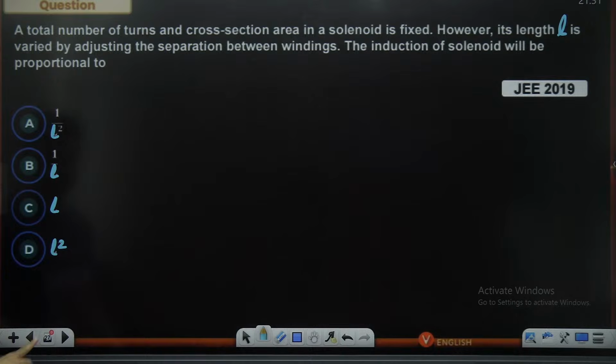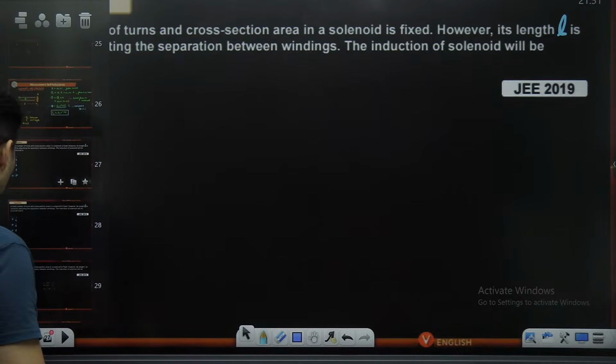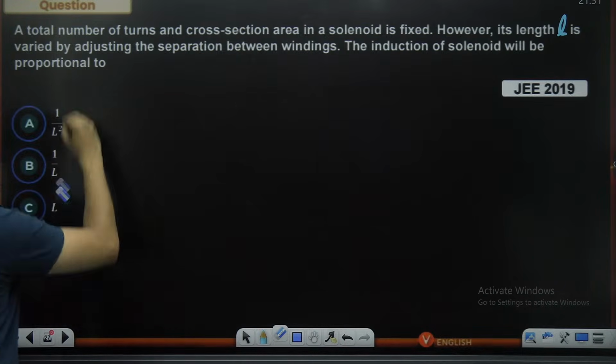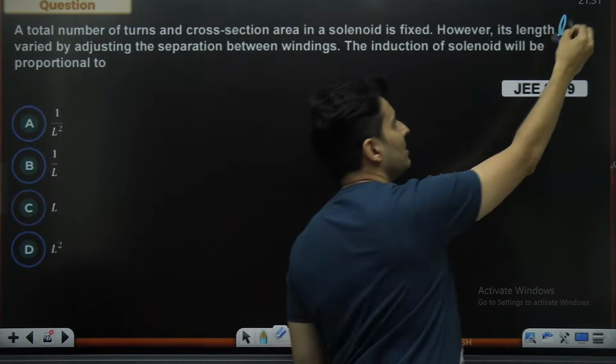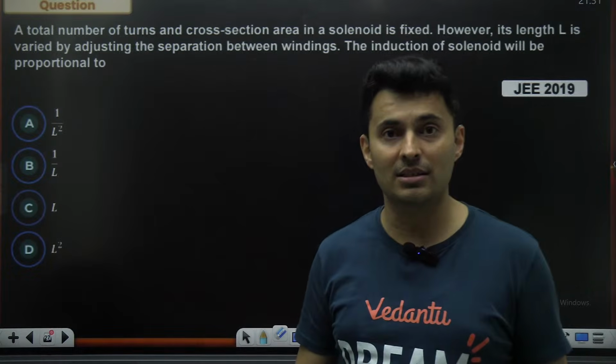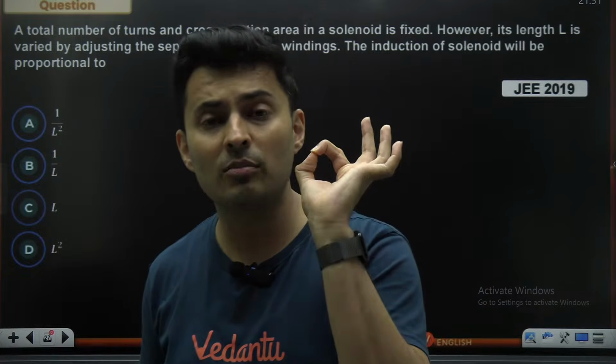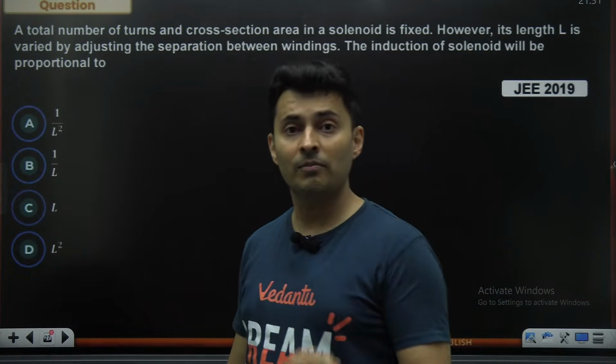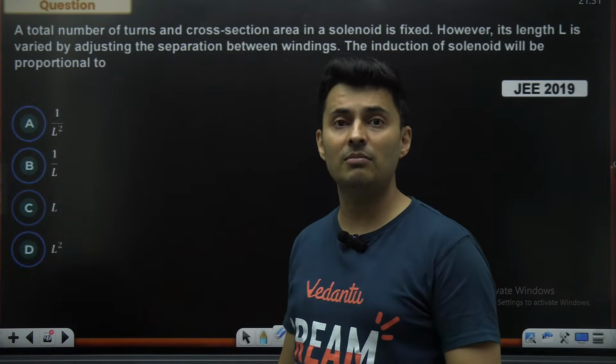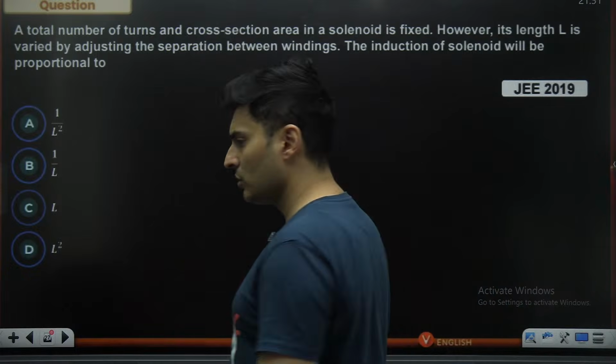Why did I do it? Why did I change the question? Because I don't want to get confused in the exam. 100% silly mistake will happen because of these symbols. I've seen so many times they do these small tricks. JEE people, NTA people will deliberately make the symbol confusing. Okay, so be careful.